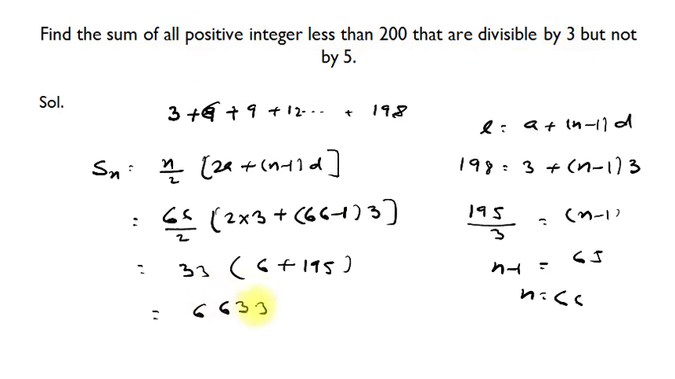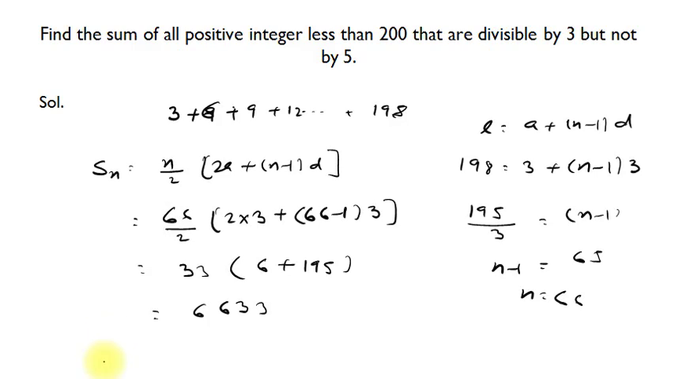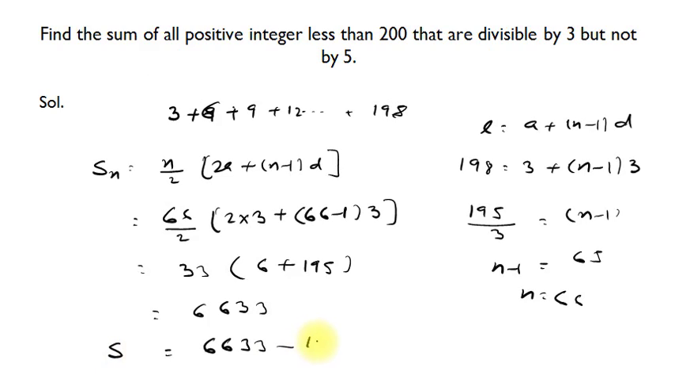Now here we have to find the integers which are divisible by 3 but not 5. Now here we see that there are some terms which are common, which are multiples of 3 and 5 as well, that is 15, 30 and 45. So we have to subtract that series, and the value of that series we got in the previous question is 1365. So we have S is equal to 6633 minus 1365, and finally we get the final answer, and this is equal to 5268. This is a very good question, and this question is frequently asked in board examinations. So practice this question.